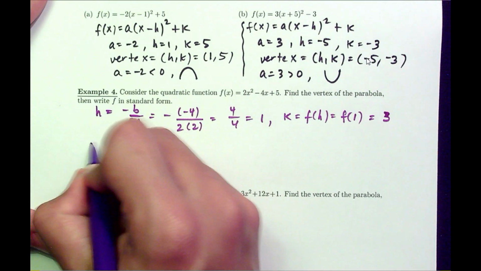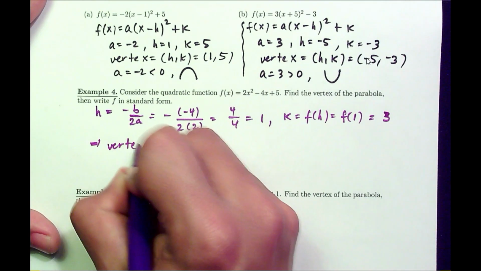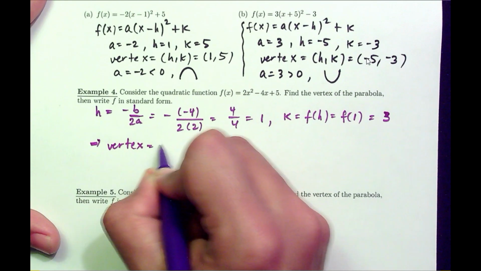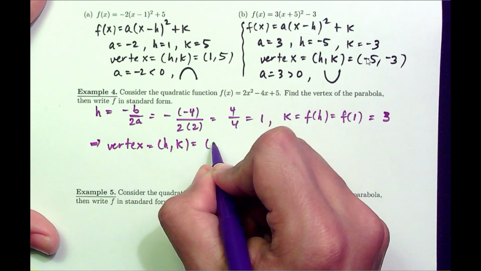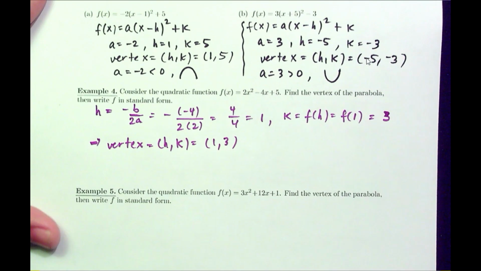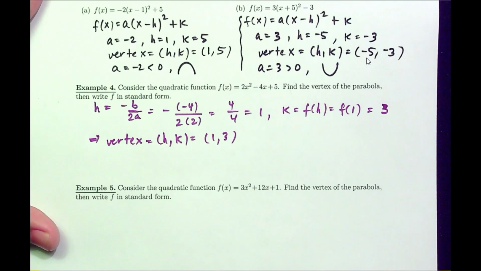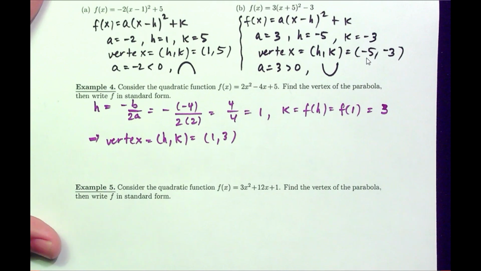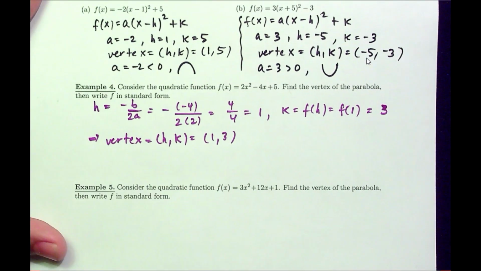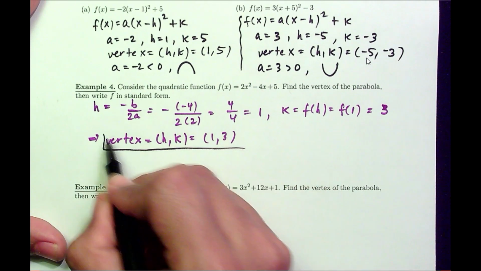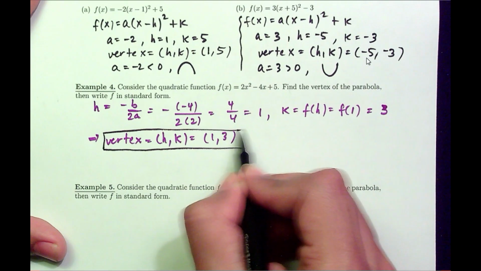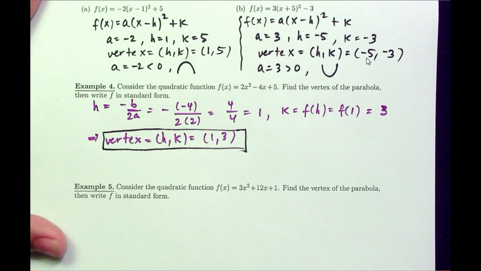So that means the vertex is hk, which is 1, 3. And using that, we can now rewrite the function that was originally in general form. We can rewrite it now in standard form, and it doesn't take any effort.